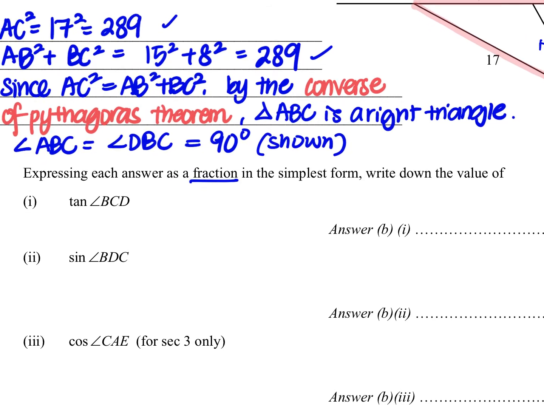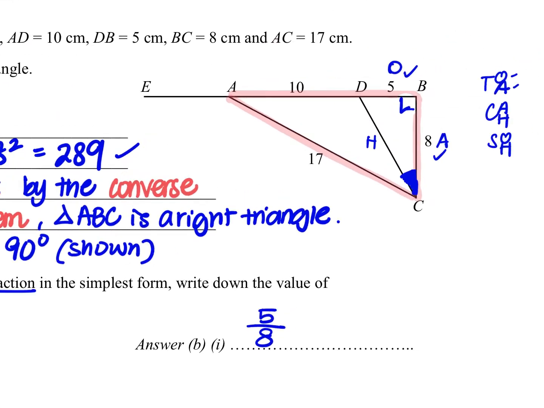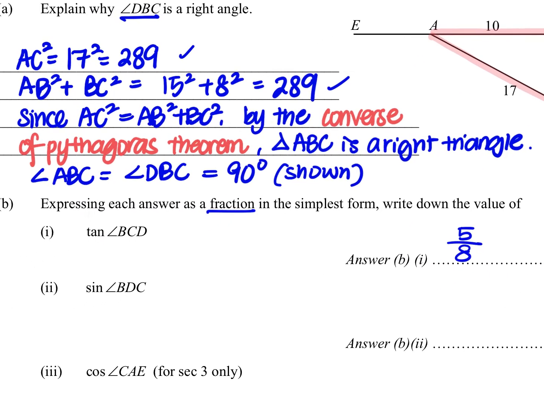And they want it in simplest form as a fraction. I'm not looking for the angle, so no need to write inverse. So the answer will be simply 5 over 8. Next question, find the sine of angle BDC. Now I'm changing the angle to this angle, BDC.